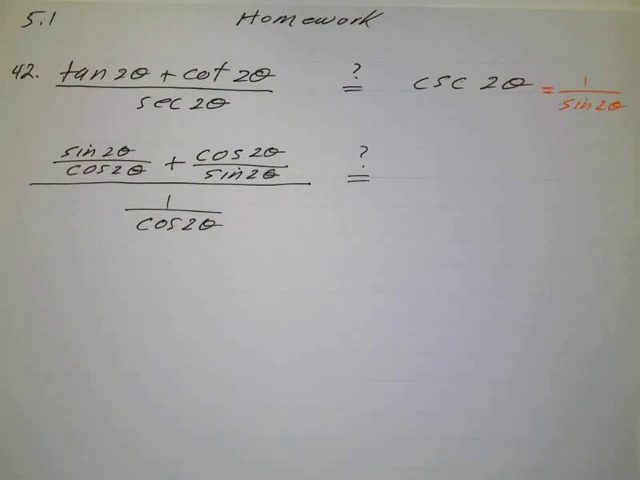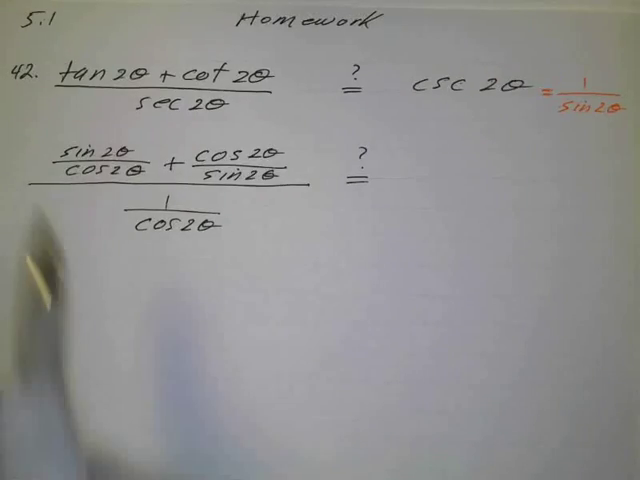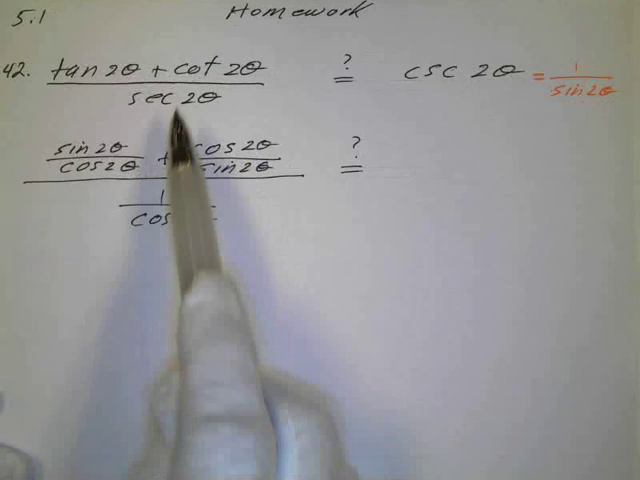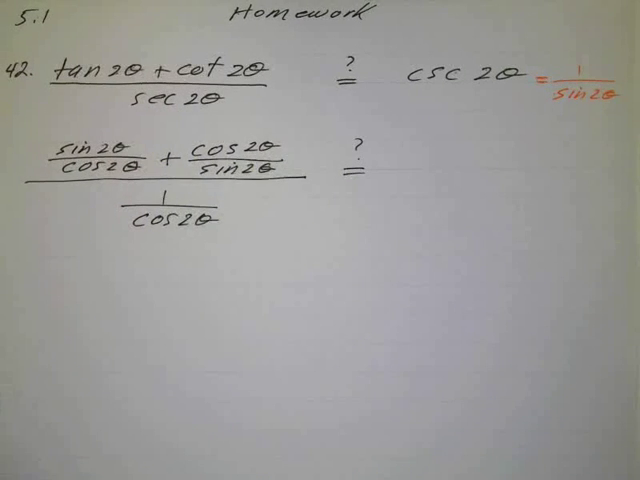So take a look at that. Those are just your identities that you know. You use these all the time. Tangent equals sine over the cosine. Cotangent equals cosine over the sine. And the secant equals 1 over the cosine. So that's just what we know. Now, why did I do that? Well, because I'm trying to get everything in terms of the sine and cosine. That's one of our basic techniques, so I'm just following those rules.